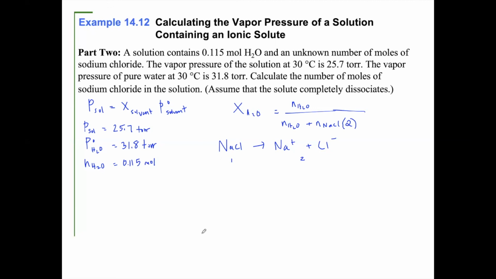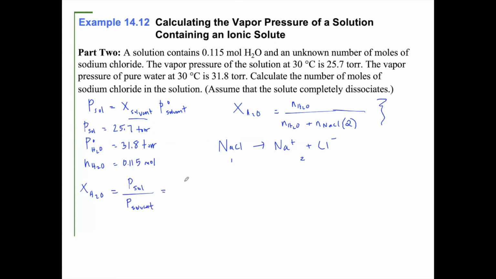Okay, so let's figure this out. The mole fraction of water, we can find it another way, right? So right now, we're going to keep this in the back of our minds as to how we're going to solve for moles of sodium chloride. But for now, we have enough information to solve for the mole fraction of water based on the pressure. I'm going to rearrange this. So the mole fraction of water is the pressure of the solution divided by the pressure of the solvent.